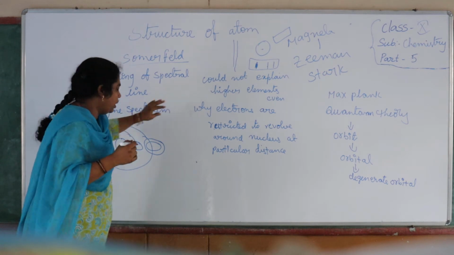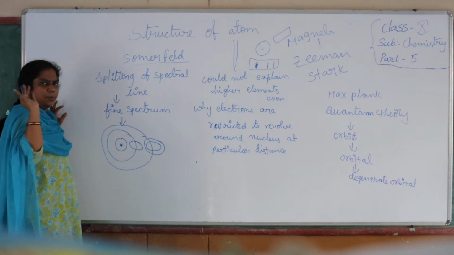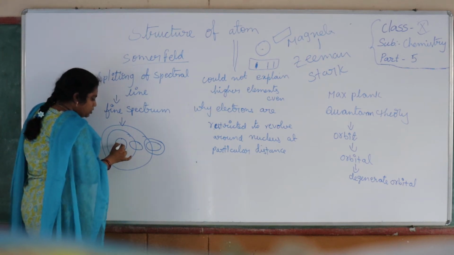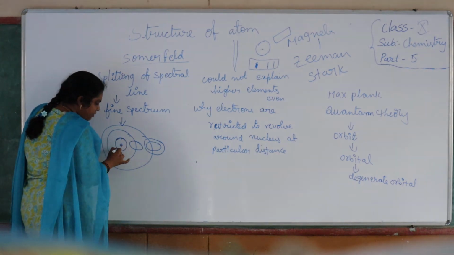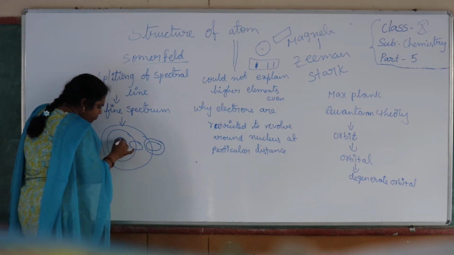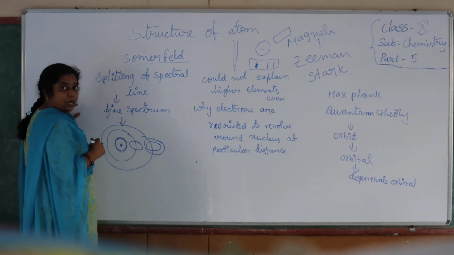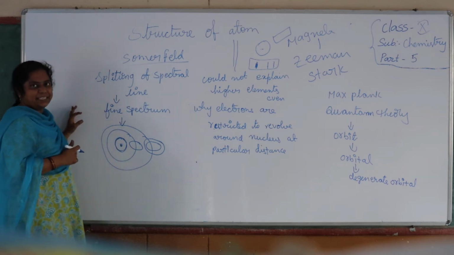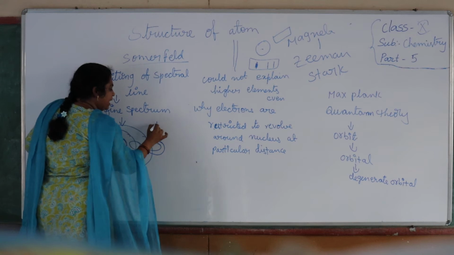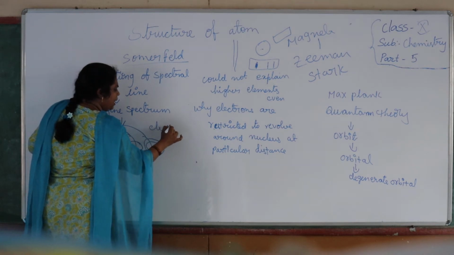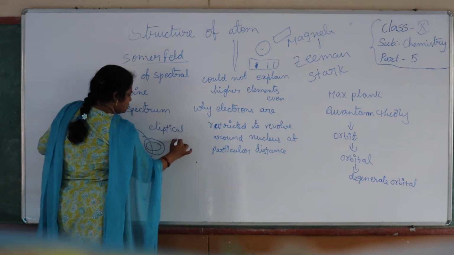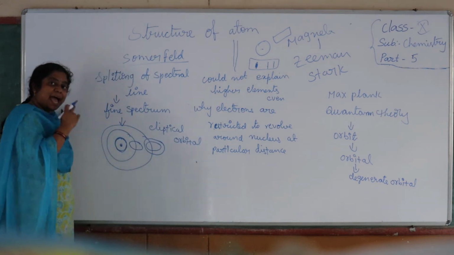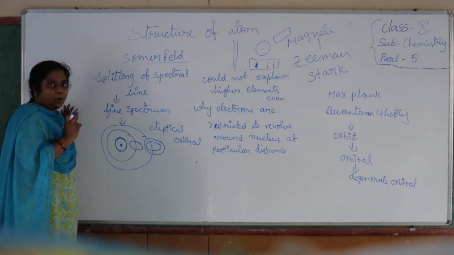Okay, what he told, only one point in the Sommerfeld model you have to remember. Bohr told that electrons are revolving around the nucleus in circular paths called orbits. To these orbits, he added elliptical orbitals.